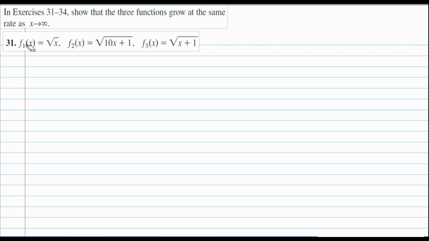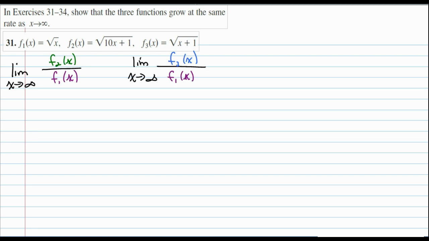Now the reason I picked f sub 1 is because f sub 1 is a simple square root x, which is going to be easy to simplify with f sub 2 and f sub 3. If I put f sub 2 and f sub 3 in a rational expression, yikes, that's really messy right there, so I'm not going to do that. So I'm going to use the limit as x approaches infinity of f sub 2 over f sub 1 and the limit as x approaches infinity of f sub 3 over f sub 1. Again, using the strategy of the binomial in the numerator.